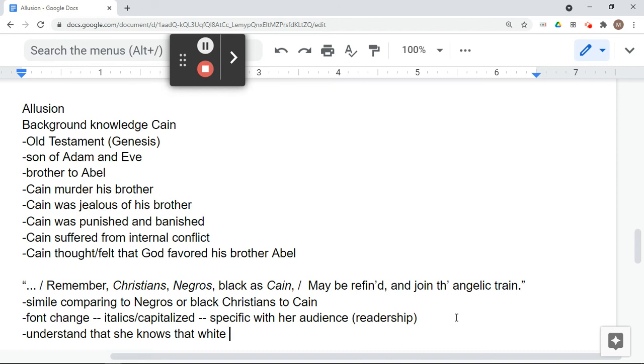Then create your own ideas of what Phyllis Wheatley is implying here. What is she really saying? Well, for me, it shows that she understands that white Christians view black Christians as the other. She recognizes that, and she's referencing that in the poem. Again, I understand that we're talking about the late 1700s, but I'm putting it out there. She knows that white Christians view black Christians, perhaps in a negative way, and maybe they see themselves as the Abel and the black Christians as the Cain.